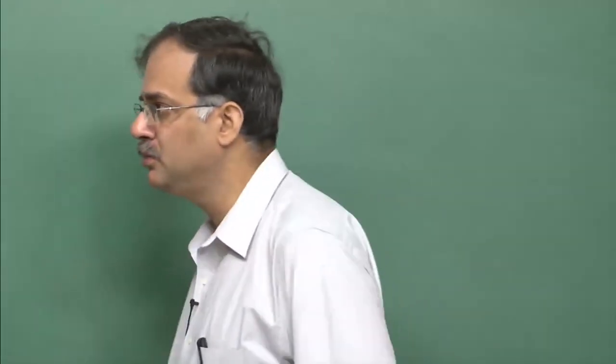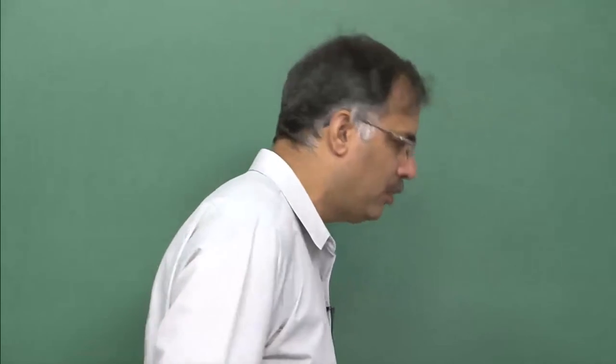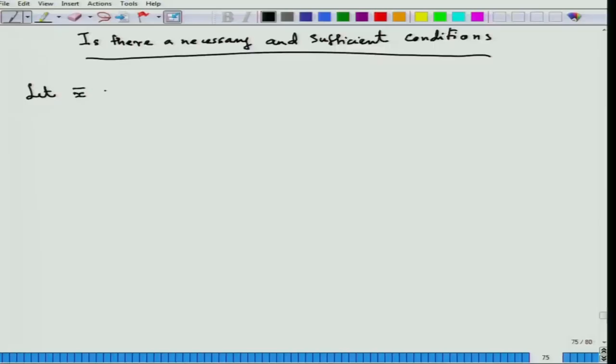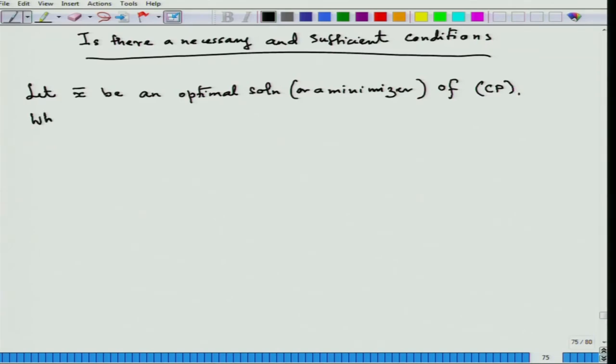Now, suppose I am to look at this problem and I have been given this problem, and I really do not know what to do about it. I am told that x bar is an optimal solution, or minimizer, whatever, because you are minimizing. What condition would x bar satisfy? I only know that they are not differentiable, and suppose I do not know anything about sub-differentiability. Then is there any way I can start off?